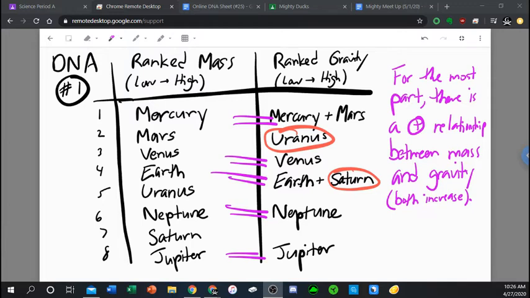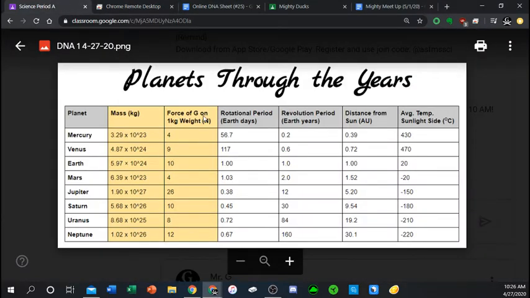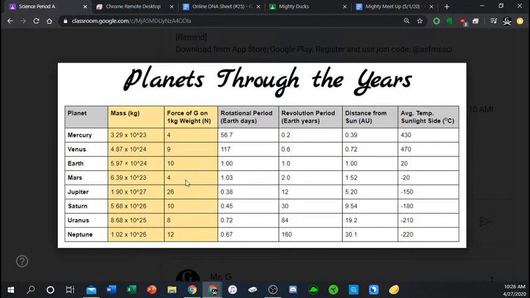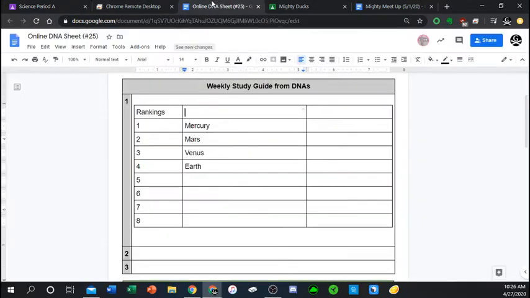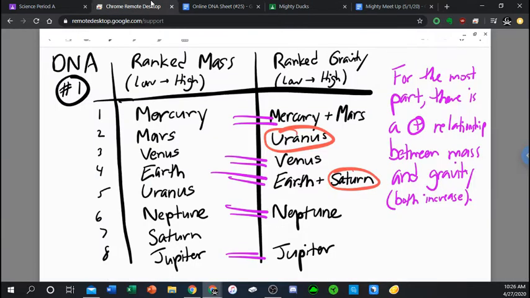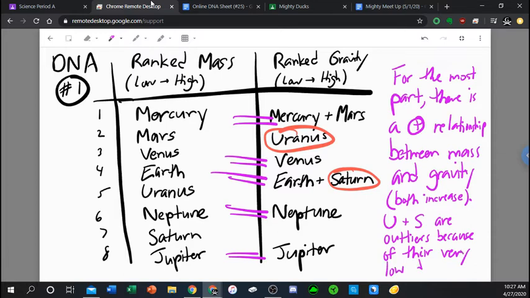So Uranus and Saturn are very, very low in density, and this plays a factor in, again, we're looking at surface gravity. I kind of just generalized to gravity, but this is the force of gravity on 1 kilogram on the surface. Uranus and Saturn also don't really have a defined surface. That's another issue. Uranus and Saturn are outliers because of their very low densities.